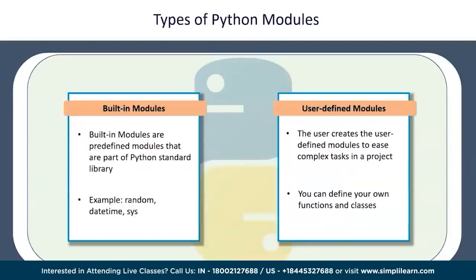Now there are two types of Python modules. There are built-in modules which the Python library provides, which you don't need to install explicitly. But there are also user-defined modules which you create yourself for your own custom development and programming. Built-in modules are predefined and are part of the Python standard library, for example random, datetime, sys. We will take a look at these examples also.